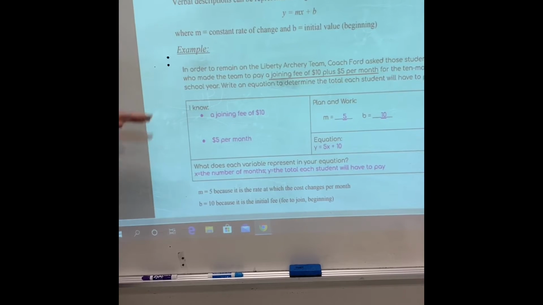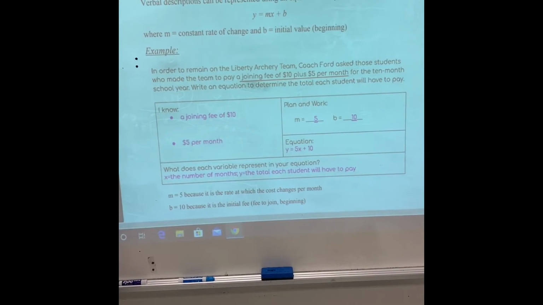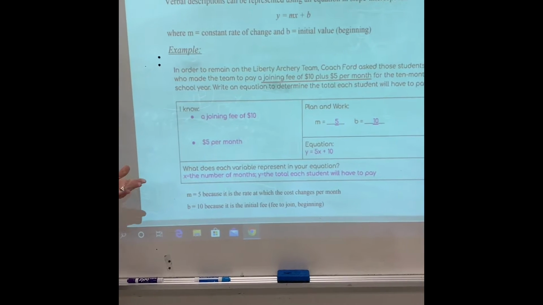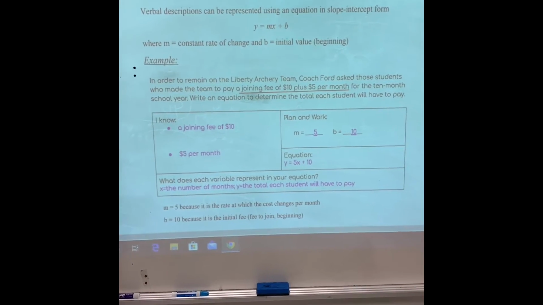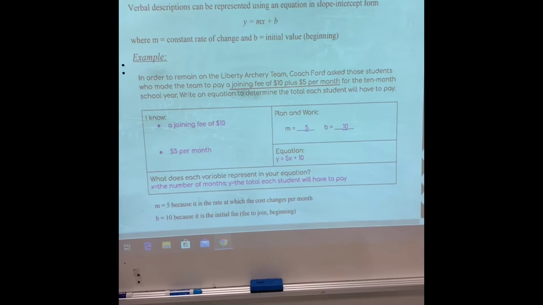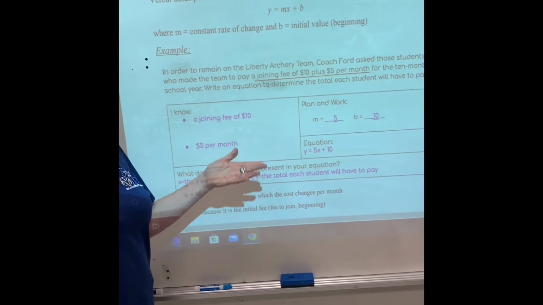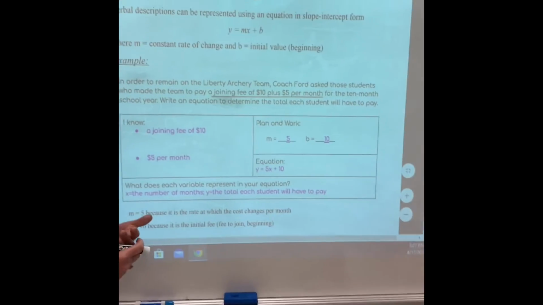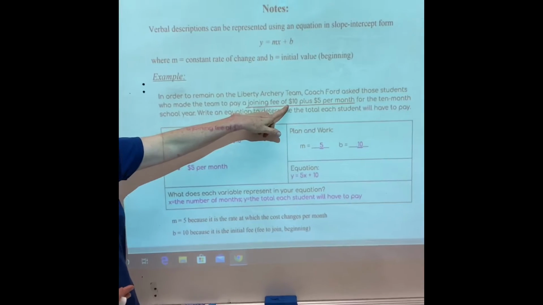it says, in order to remain on the Liberty Archery team, so I know they want to stay on a team, so I think what does that involve? Coach Ford asks those students who made the team to pay a joining fee. That makes sense. If you're a part of a team, a lot of times that does involve something that you have to purchase or uniforms. So it says it's going to be a joining fee of $10.